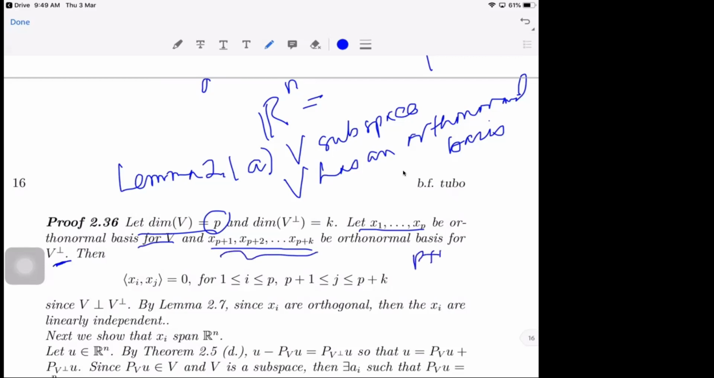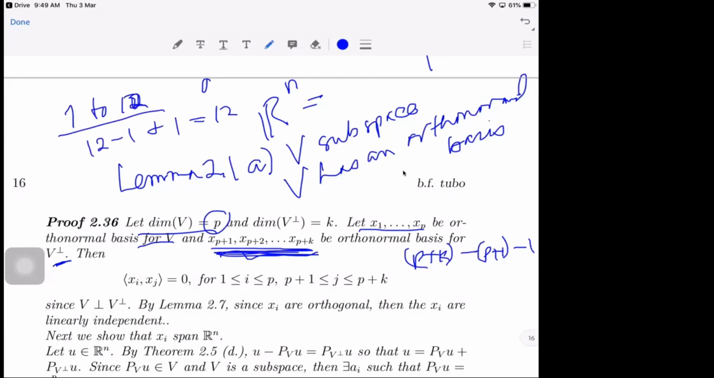So how many vectors are there? This is p plus k minus p plus 1 minus 1. For example, if you count from 1 to 12, pila ka elements na ana? Diba 12 minus 1 plus 1, which is 12. So the number of vectors here will be p plus k minus p plus 1 minus 1, which is actually equal to k, which is the dimension of your V perp.